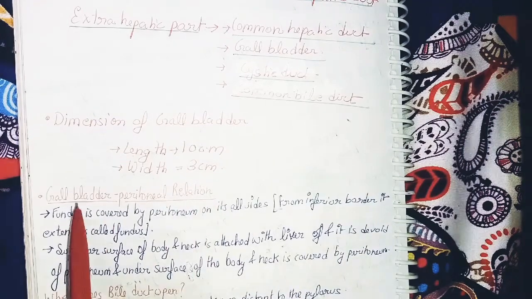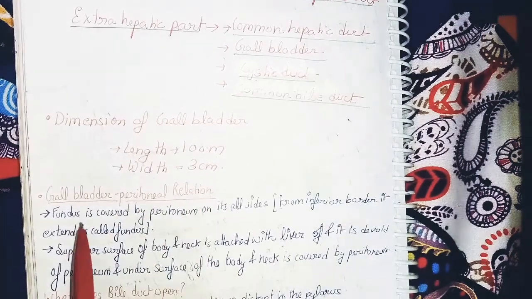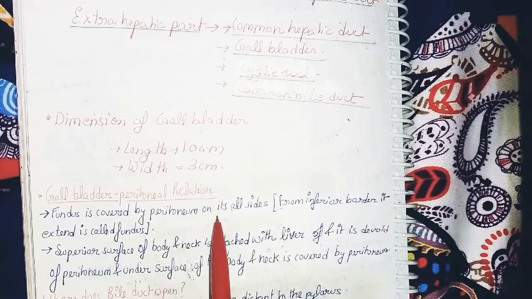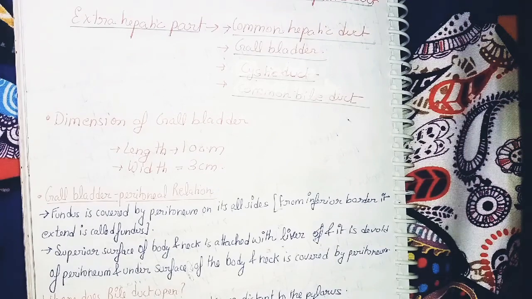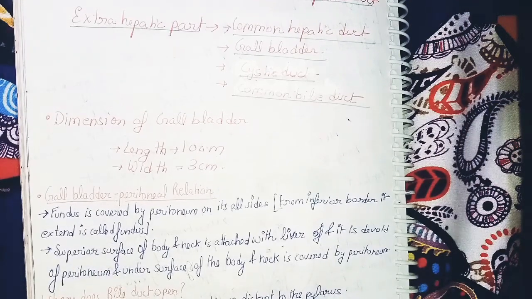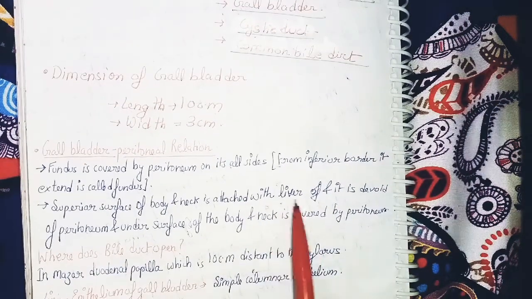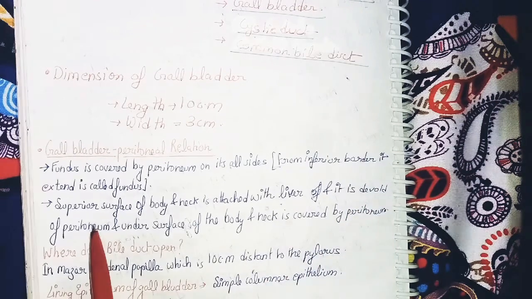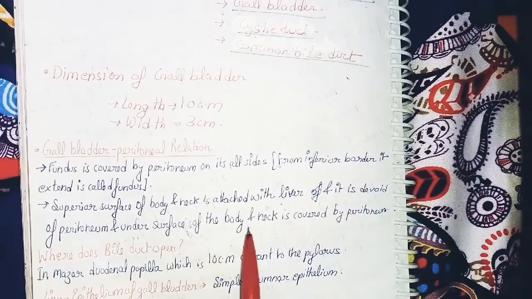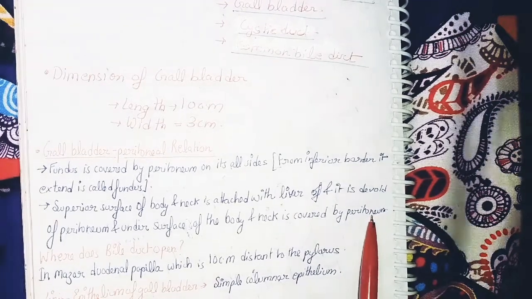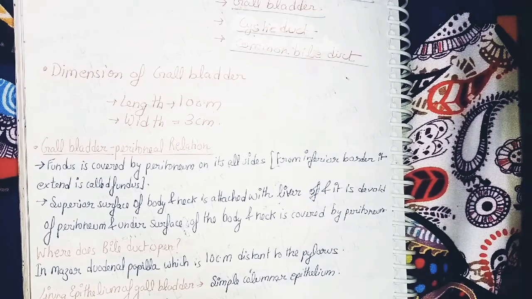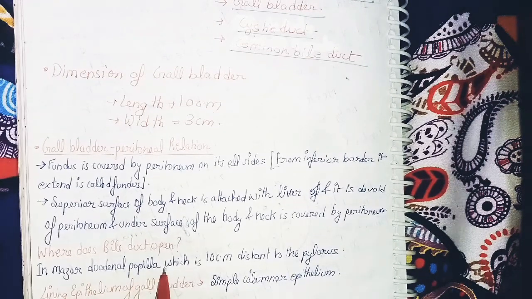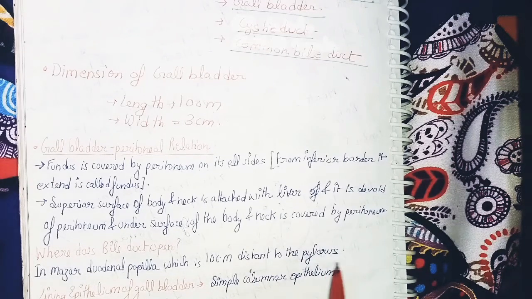Now we will see the gallbladder peritoneal relation. The fundus is covered by peritoneum on all sides, from the inferior border; this extent is called the fundus. The superior surface of the body and neck is attached to the liver, and it is devoid of peritoneum. The undersurface of the body and neck is covered by the peritoneum. So this is the relation of the gallbladder with the peritoneum. Where does the bile duct open? The bile duct opens into the major duodenal papilla, which is 10 cm from the pylorus.